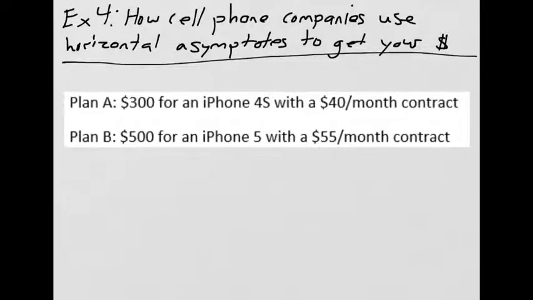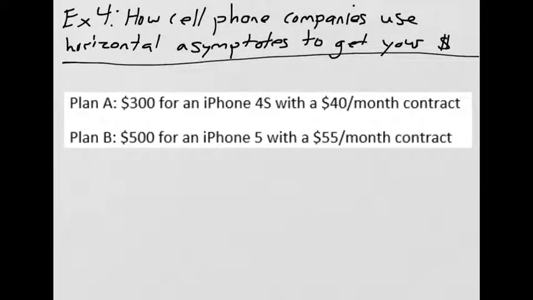All right, so now I'm going to show you how cell phone companies use this idea of rational functions, specifically horizontal asymptotes, to figure out how they're going to best get your money. I've got two cell phone plans. For each one, we're going to represent the average per month cost of each plan with a rational function.